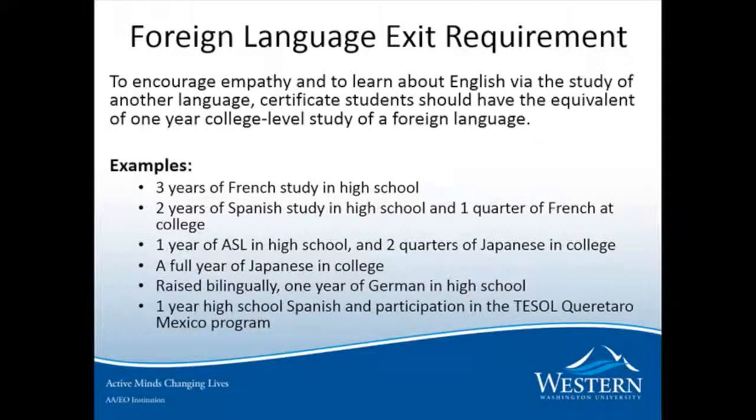In some cases, you may have been raised bilingually. In that case, we'd like you to, at some point, either in high school or in college, have taken at least 1 quarter at college or 1 year in high school of a foreign language. That's so that you get a real empathy for what it's like to be in a classroom and learning a language. And what some of our students do is they may have had 1 year of high school Spanish, and then they participate in the Tesol Querétaro program. We have more about that Querétaro program in another presentation.